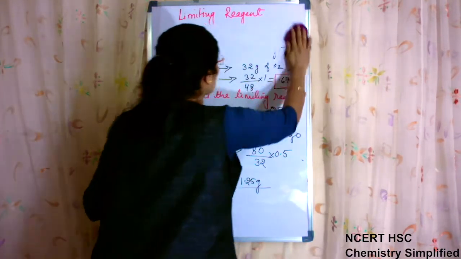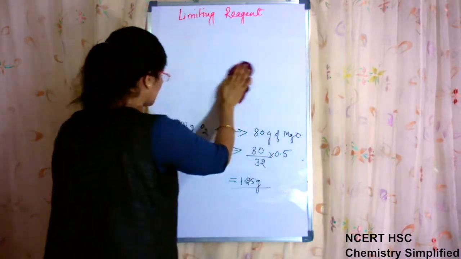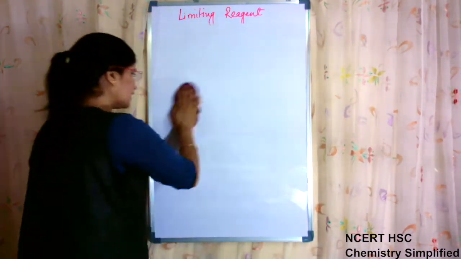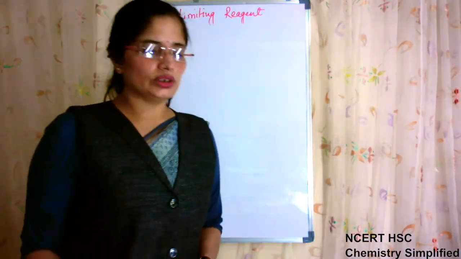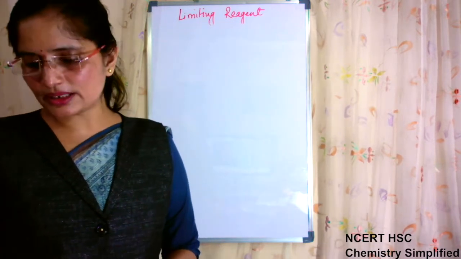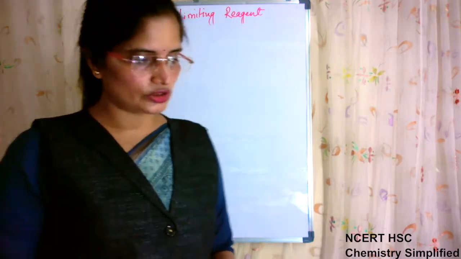So in all these calculations, what you need to know is that you first write down the balanced chemical equation and then calculate the molecular masses, and then it is very easy. After doing these two steps, it is very easy to find the required answer. Now one more question we will do.